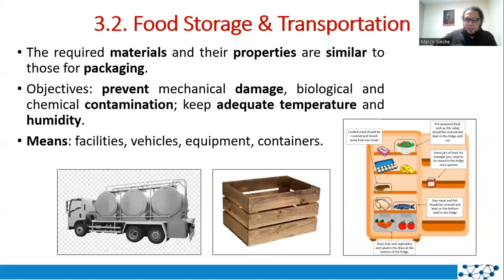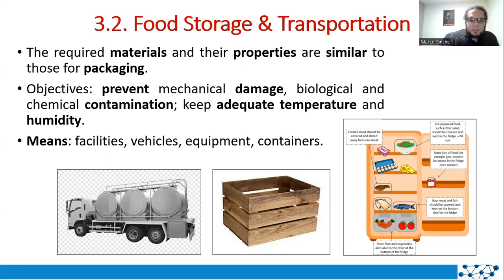Regarding food storage and transportation, most of the properties that are desired in these materials are similar to those that were explained for packaging. The main goals are to prevent mechanical, biological, or chemical damages or contamination, and also to keep adequate temperature and humidity conditions. What are the means to do that? For example, facilities, vehicles, equipment, or containers.